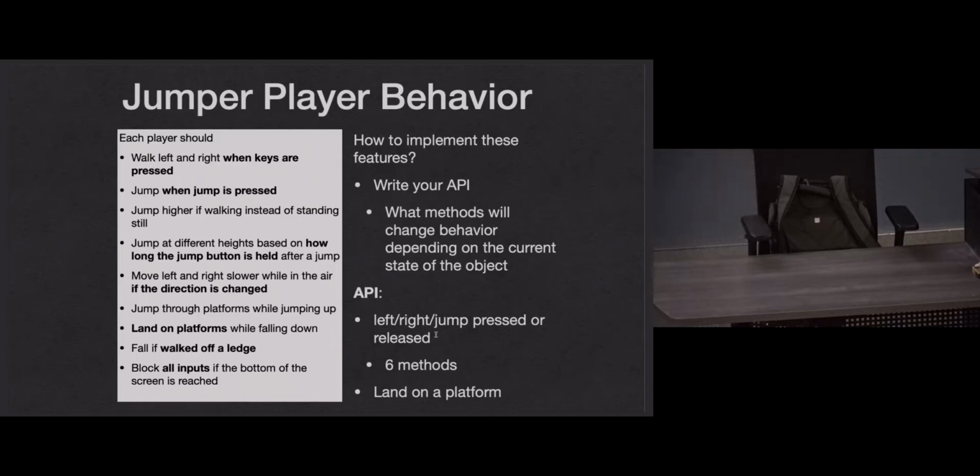So I have 2 methods for each button, whether they're pressed or released, and a third method for when they land on a platform. If you land on a platform, I want to know about that because I have to handle that, especially when you're falling and you land on a platform. So it's going to be another API method because that behavior changes depending on what state you're in.